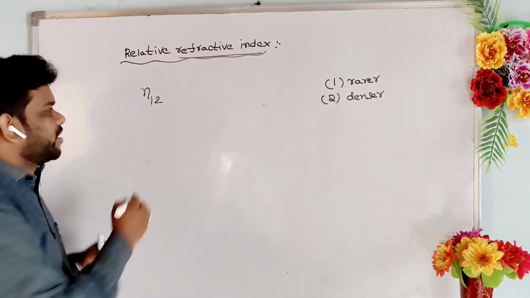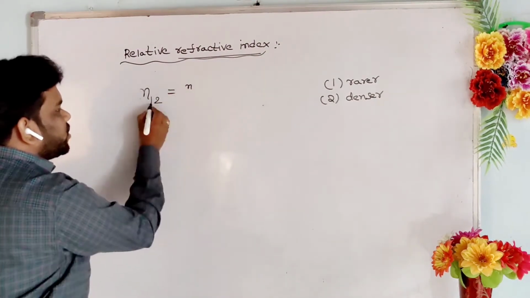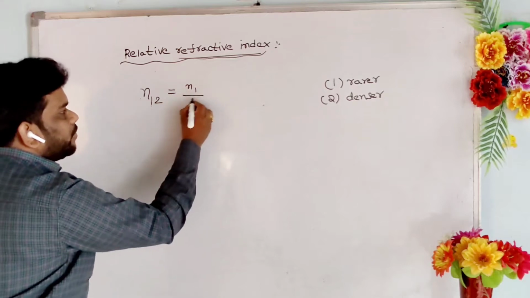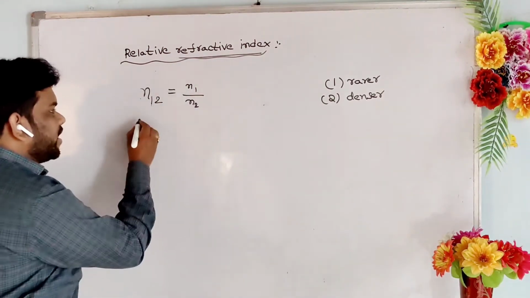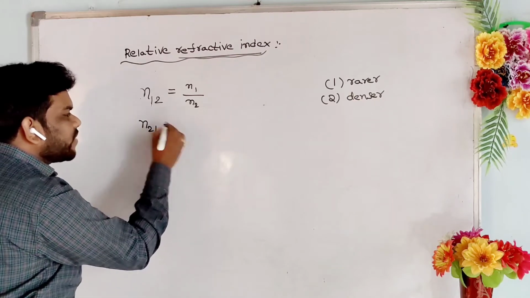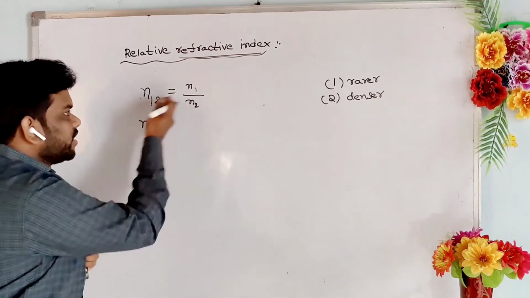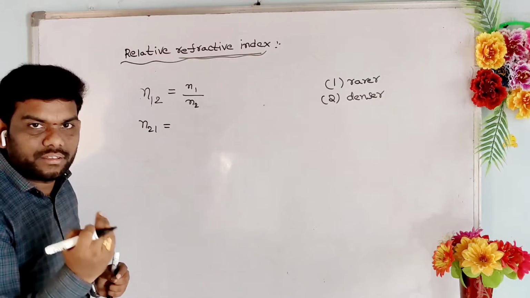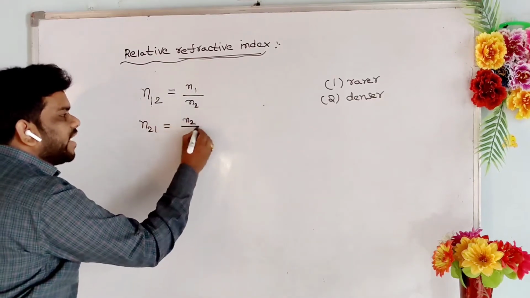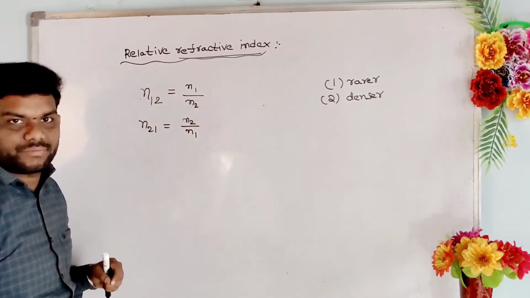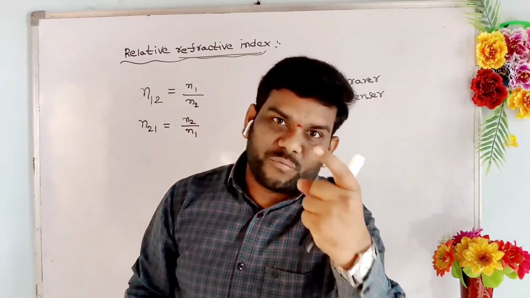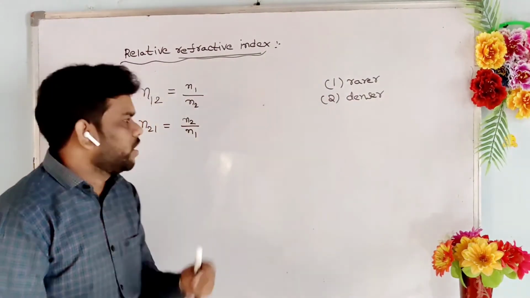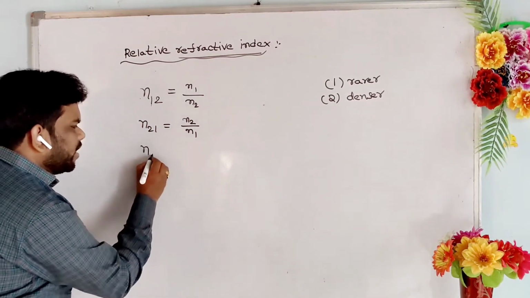It is very important. So in this formula, what is first comes first: n1/n2. Now tell me another one. Let's start. n21 is equal to, in the same way, n2/n1, the first one comes first. It means the refractive index of the second medium with respect to the first medium. Okay students. Now tell me another formula.